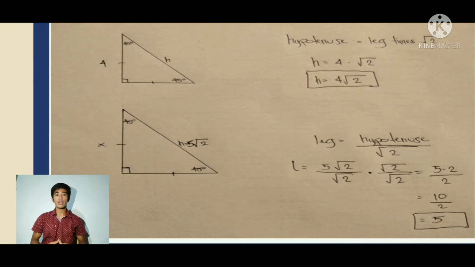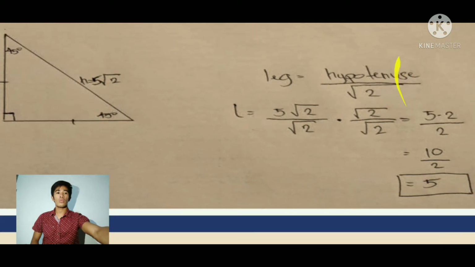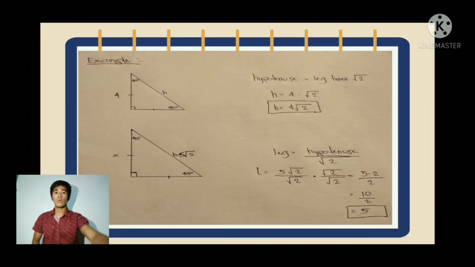So first, we will multiply the square root of 2 and square root of 2. So the answer is square root of 4. The square root of 4 is 2. So we'll copy 5 times 2 over 2. 5 times 2 is equal to 10. 10 divided by 2 is equal to 5. So that will be our final answer. The value of the leg is 5. So did you get it? Okay.